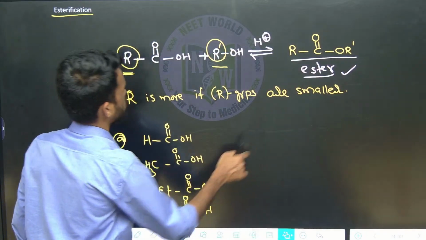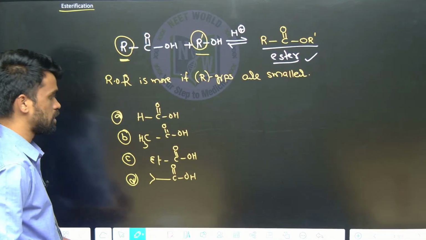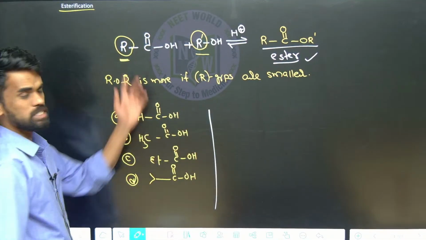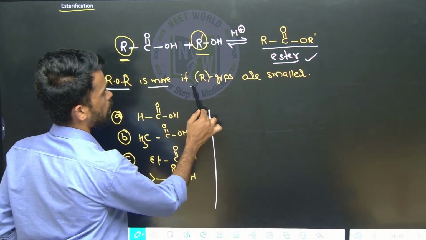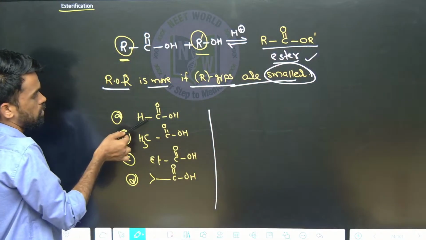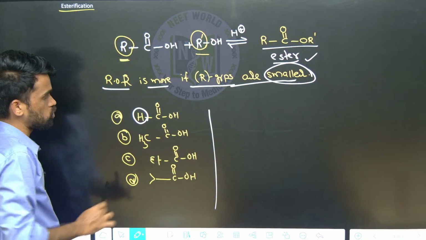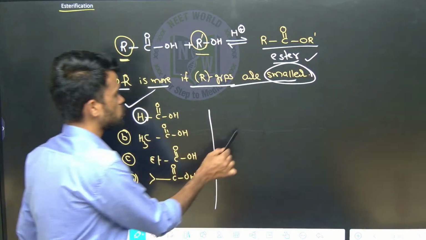Tell me, what is the rate of esterification for these 4 examples? So how can you answer this? Based on our discussion, the rate of reaction is more if the alkyl groups are smaller. So where do we have the smallest alkyl group? There is no alkyl group here, just a hydrogen. So it will undergo esterification very easily. So A is the fastest.